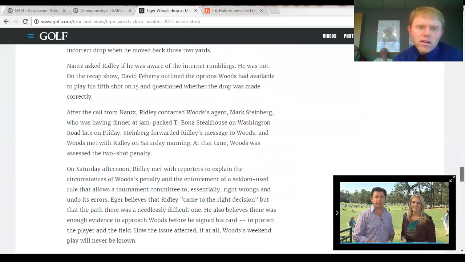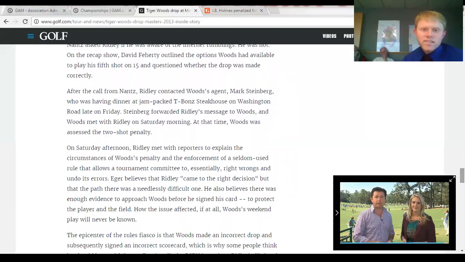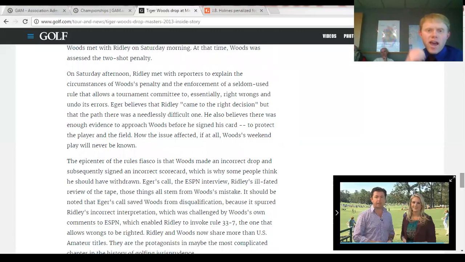After the call from Nance, Ridley contacted Tiger's agent, Mark Steinberg, who was having dinner at a jam-packed T-Bone Steakhouse on Washington Road. Steinberg forwarded Ridley's text to Woods, and Woods met with Ridley on Saturday morning. At that time, Woods was assessed a 2-stroke penalty. So on Saturday afternoon, Ridley met with reporters to explain the circumstances of Woods' penalty and the enforcement of a seldom-used rule that allows the tournament committee to essentially right wrongs and undo its errors.